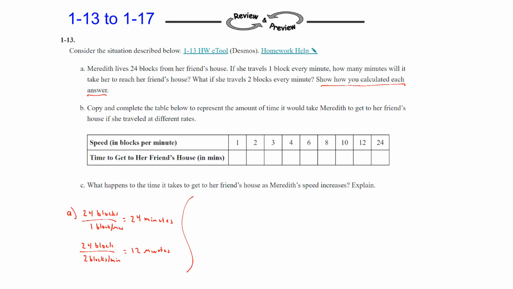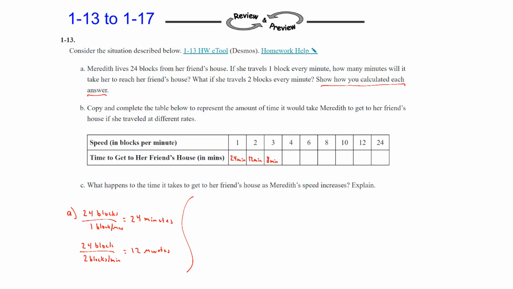All right, on B, copy and complete the table below to represent the amount of time it would take Meredith to get to her friend's house if she traveled at different rates. So right now, the speed in blocks per minute and the time to get to her friend's house in minutes. So we know if she is traveling 1 block per minute, it's going to take 24 minutes to get there. If 2 blocks a minute, then it's going to take 12 minutes. And then what happens if she travels 3 blocks? Well, 24 divided by 3 would be 8 minutes.